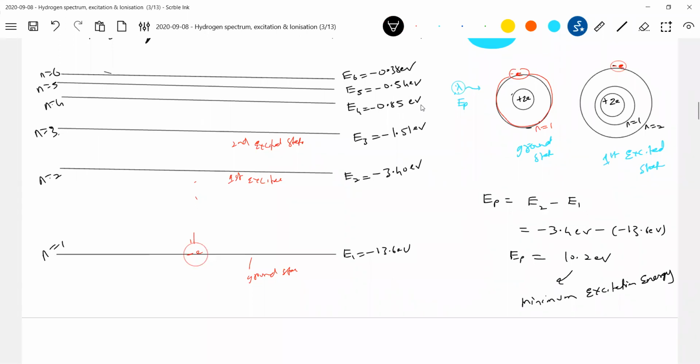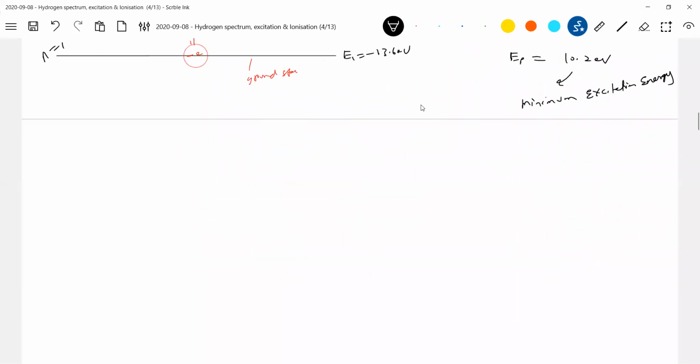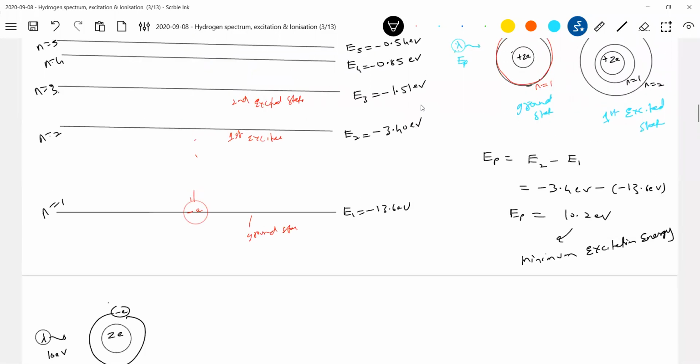Next thing, if a photon comes with energy less than 10.2 electron volt, what will happen? So there's a hydrogen atom. There's a photon. It is coming with energy, let it be 10 electron volt. What will happen to this particular hydrogen atom? Will it absorb? The answer is no, because according to Bohr's postulates, the states in which the electron can exist are only n equal to 1, 2, 3, 4, because the space is quantized.